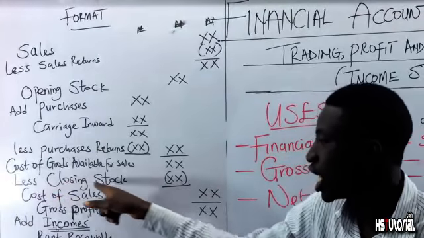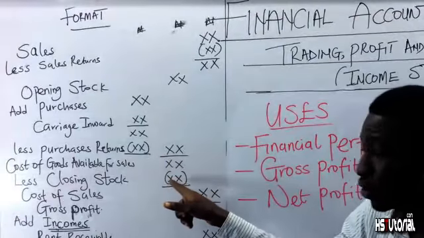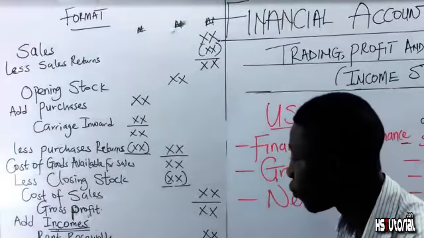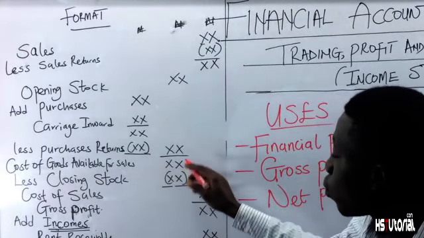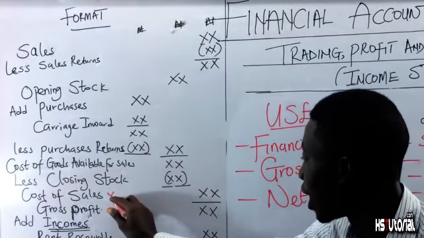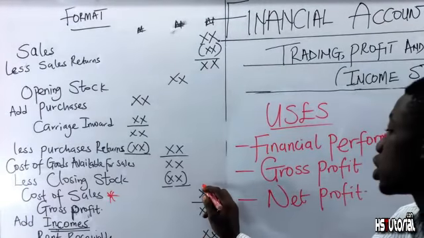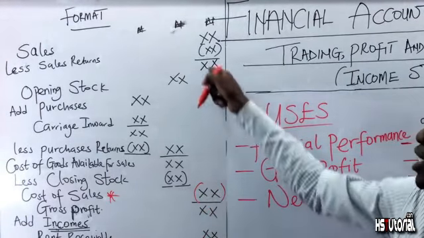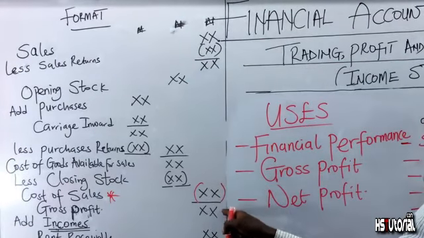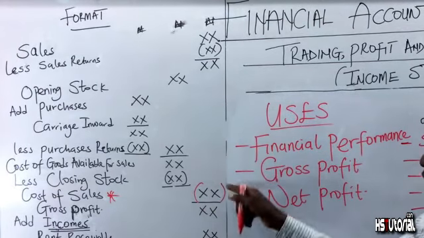Then the closing stock, let's now deduct it from your goods available for sales. When you deduct it, what you will now have is your cost of sales. Then your cost of sales, you will have to deduct it from your sales, the normal sales that you've made. What do you have? You have your gross profit.